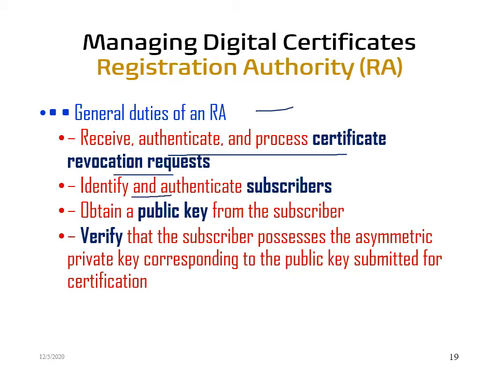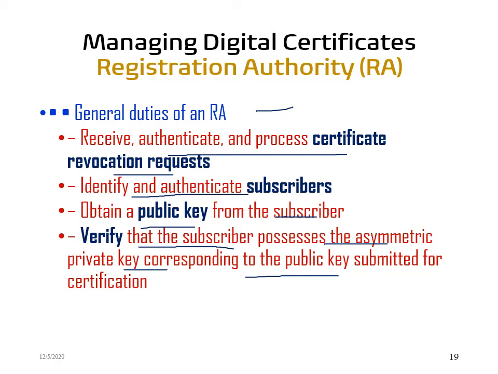Right, identify and authenticate the subscribers. We have to identify and authenticate the subscribers, or even obtain a public key from the subscribers. Verify that the subscriber possesses the asymmetric private key corresponding to the public key submitted for certification. So before a person can send data, they have to submit their private key and public key. So that has to be verified.